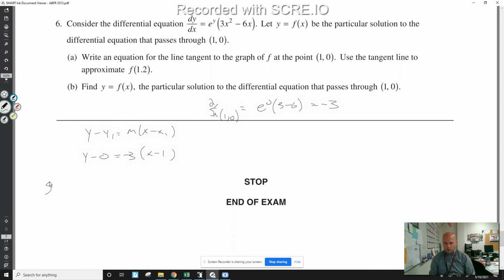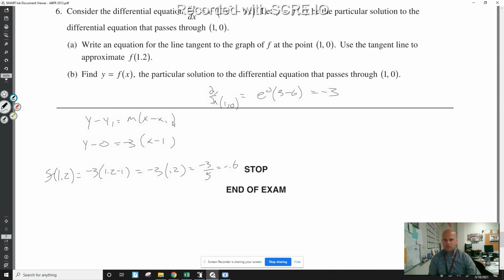Approximate f of 1.2. -3 times 1.2 minus 1. Done. You're done. That's fine. -3 times 0.2. You're done. Sure. Write this as 1/5 and this as -3/5. You're done. Multiplying this and understanding this is -0.6. Whatever. Who cares? Leave it like this. Leave it like that. I don't care.